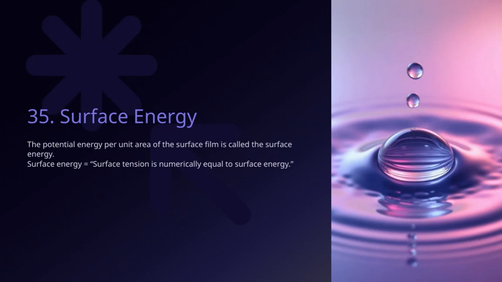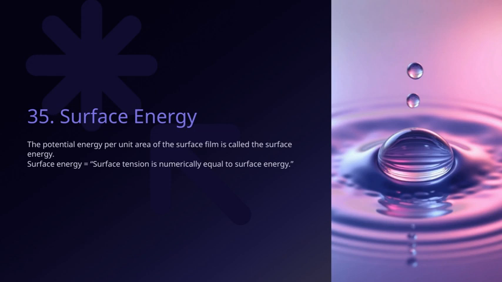Now, let's talk about the potential energy per unit area of the surface film, which is known as the surface energy. Essentially, surface energy represents the amount of energy stored in the surface of a material due to its molecular structure. It's like the energy required to create a new surface or to increase the surface area. An important point to remember is that surface tension is numerically equal to surface energy.